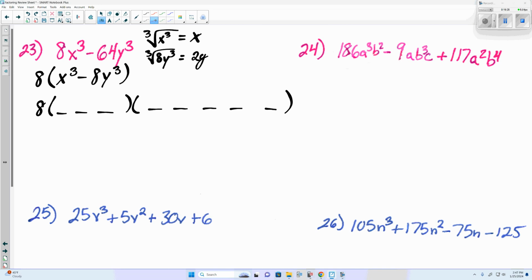Now our signs for this are going to be the same, opposite, always end on a positive note. Since it was a difference, our first sign is minus. Opposite of that would be plus. Always end on a positive note would be plus.